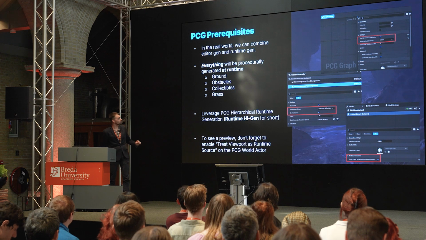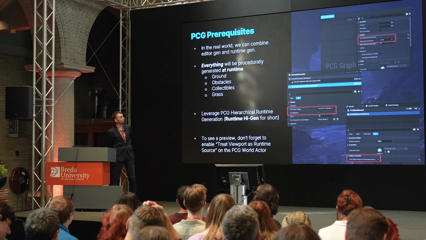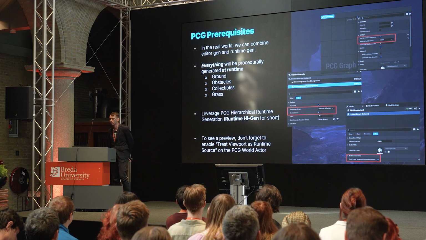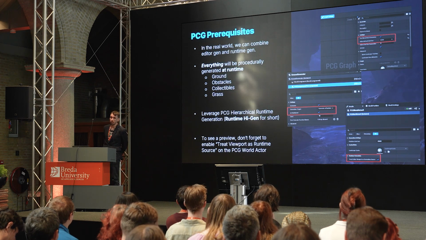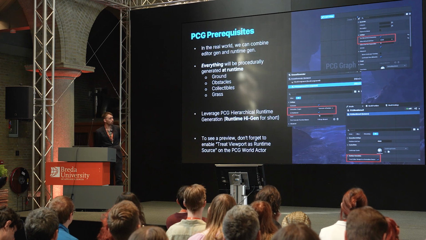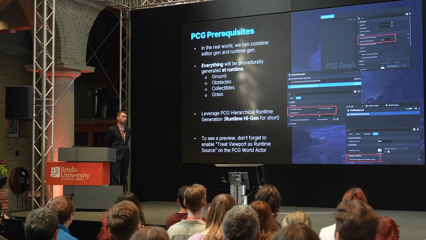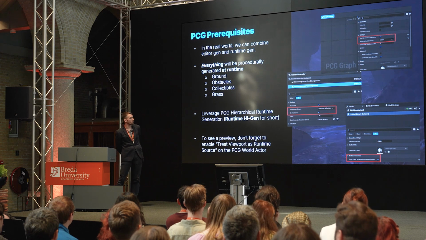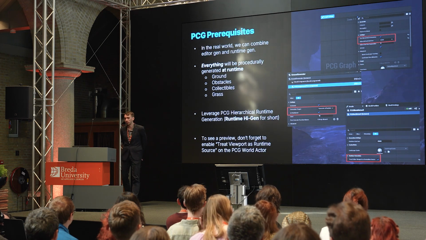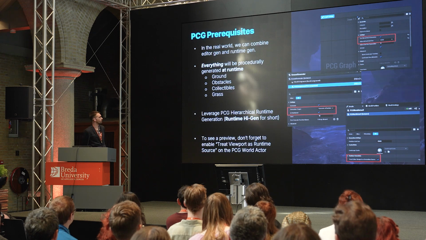So to set yourself up to use it, you have to go into the PCG graph and enable hierarchical generation. Then on the PCG component, you need to set partitioned and generate at runtime. And if you do this, it will only generate when you press play. So if you want to use it in editor and see what's going on, you have to go on the PCG world actor and enable treat viewport as runtime source.